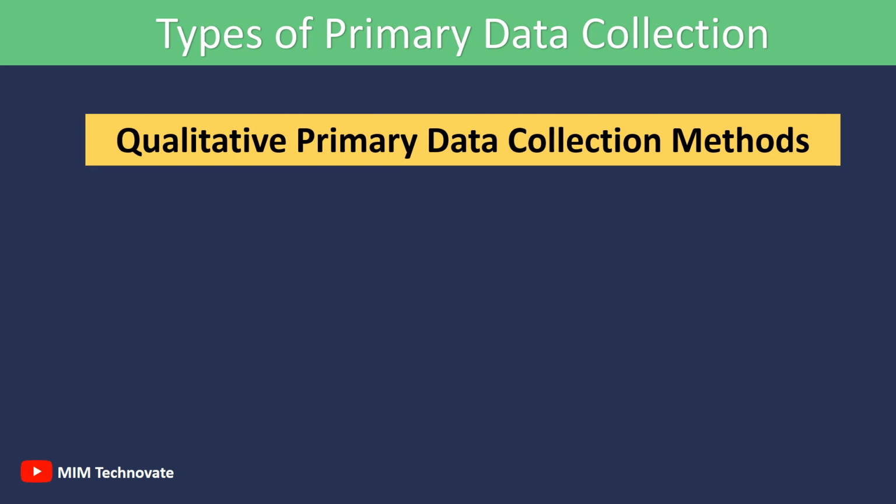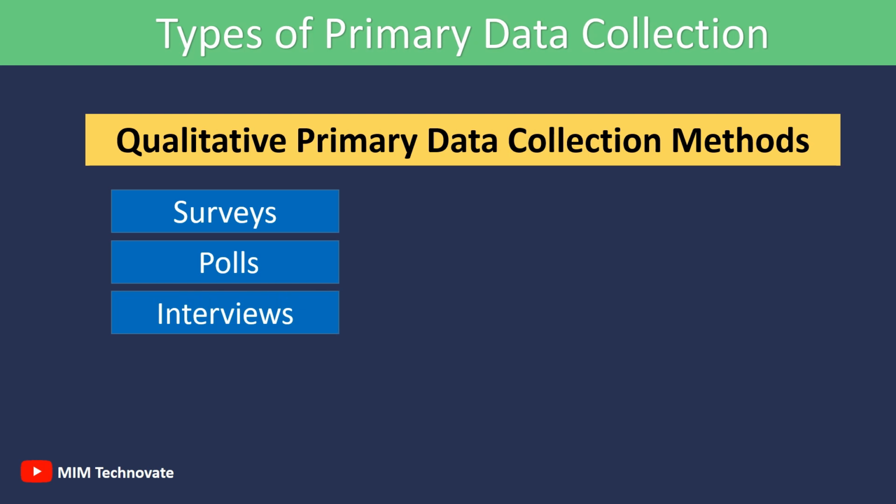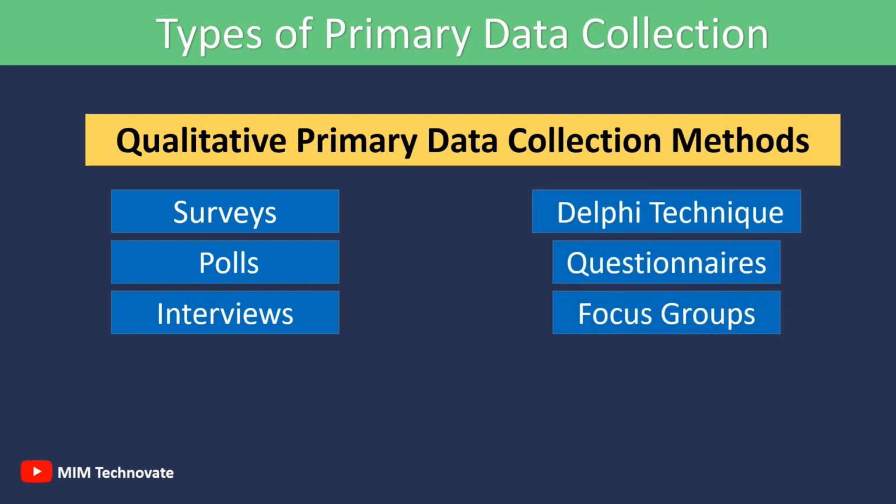Qualitative primary data collection methods include surveys, polls, interviews, Delphi technique, questionnaires, and focus groups. Let's study them in detail.